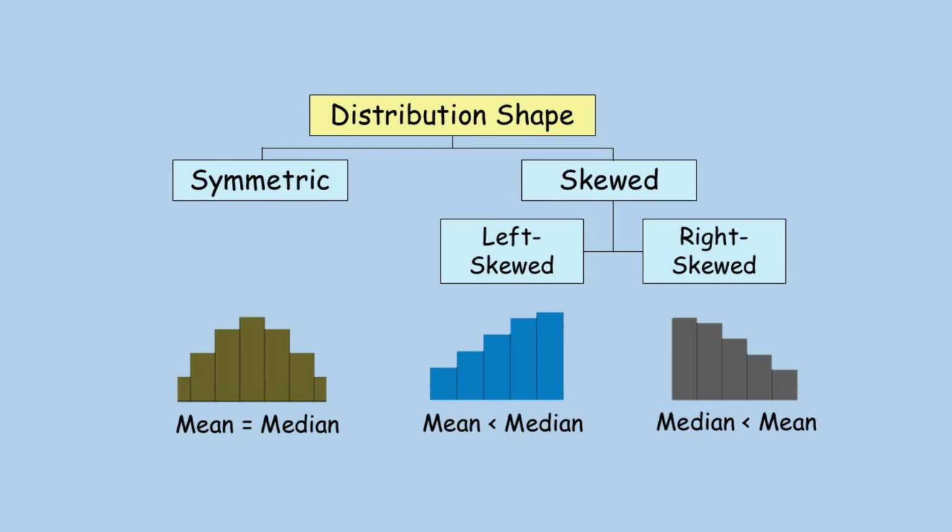Skewed distributions. Now, when the data is not balanced, we call it skewed. There are 2 types. Left skewed or negative skew: in a left skewed distribution, the tail is longer on the left side. Here, the mean is smaller than the median because extreme low values pull it down. Right skewed or positive skew: in a right skewed distribution, the tail is longer on the right side. In this case, the mean is larger than the median because high values pull it up.